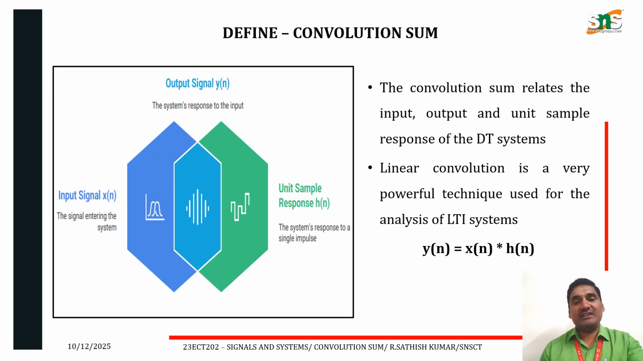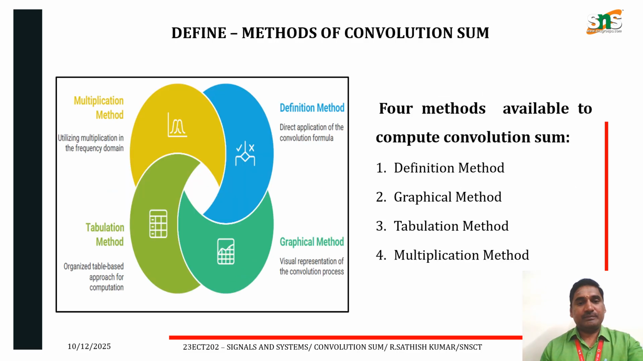Next, the definition part of convolution sum. The convolution sum relates the input, output and unit sample response of discrete time systems. Linear convolution is a very powerful technique used for analysis of linear time invariant discrete time systems. y of n is equal to x of n convolved with h of n. x of n is the input signal, h of n is the unit sample response, and the output signal is y of n.